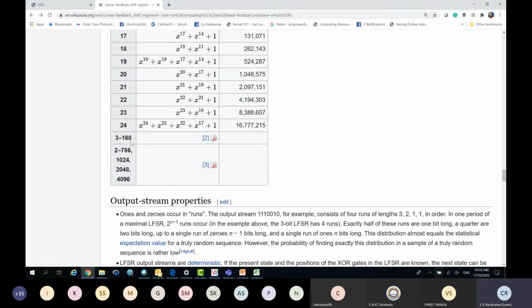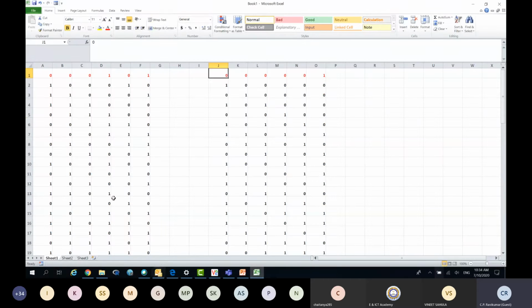You may be curious, why would anybody need 168 bits and all that? They have even gone up to 4096 here, right? In communication circuits, it will be important, right? So in error detection, if a bit changes, see, imagine that these are all bits being transmitted, right?